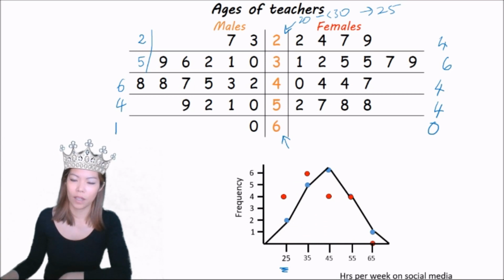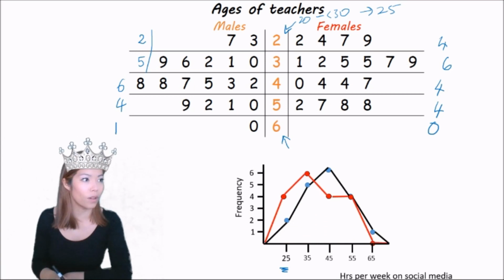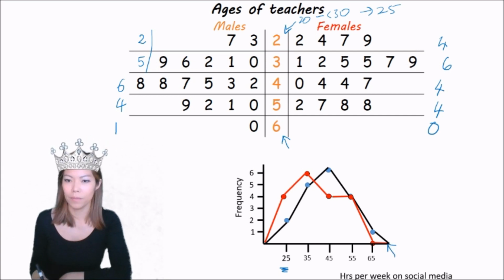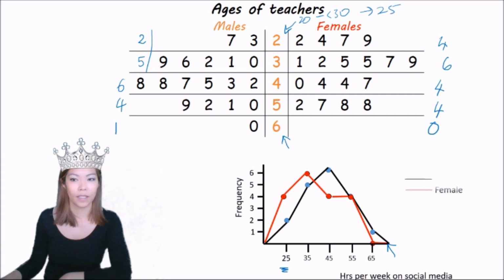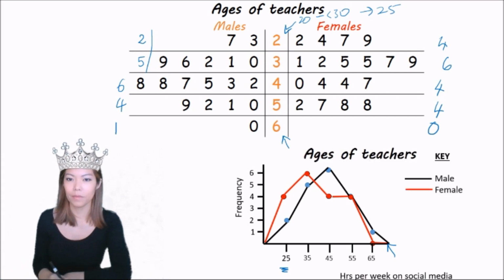And then we join their lines. Be very mindful of this little tiny line here, that red section there, because it has to end halfway the distance of the last class interval. So looking at this, don't forget to put a title on it and a key. So, ages of teachers for this example.